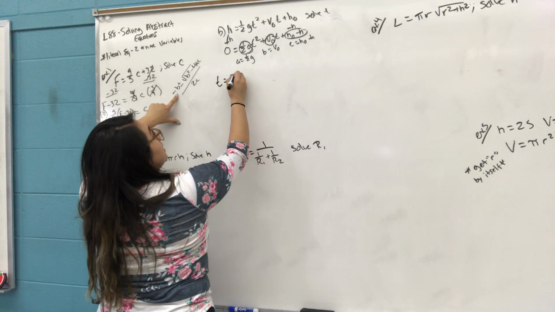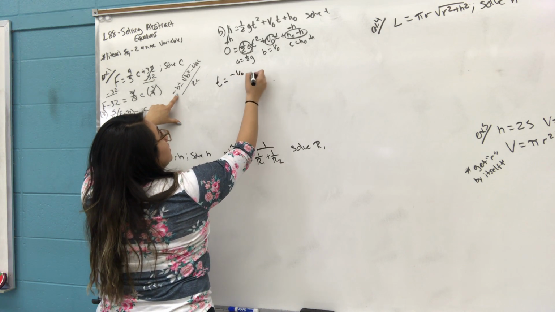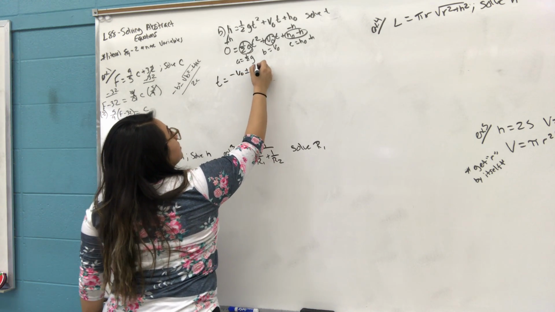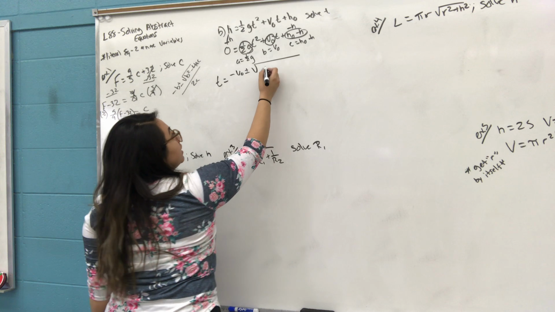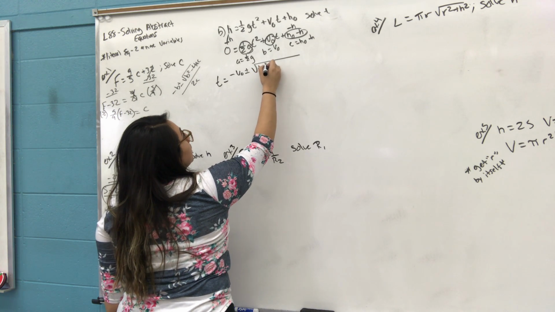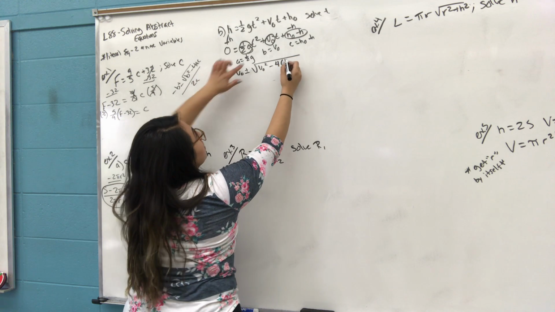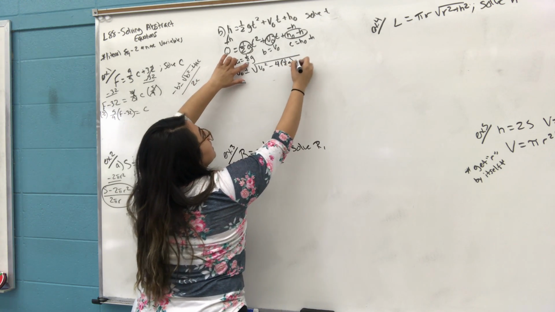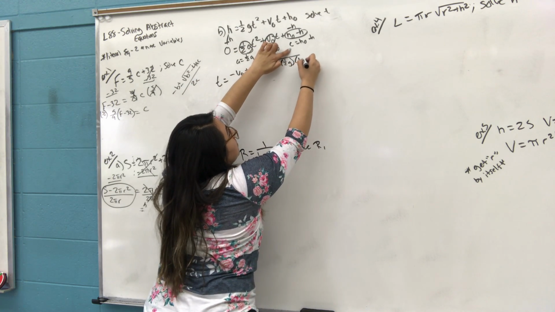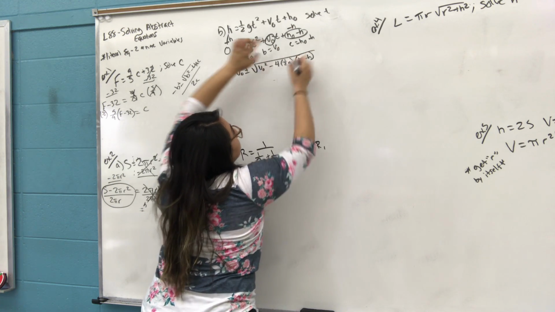So negative b, which is negative v sub o, plus or minus the square root of b squared, and that is v sub o squared, minus 4 times a. A is considered 1/2 g, times c. C is h sub o minus h.